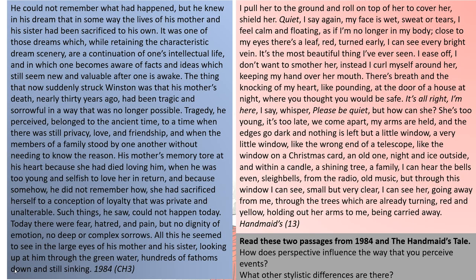So you looked at two passages from 1984 and The Handmaid's Tale, which presented similar events, and the independent task that you were asked to do was to compare the way in which these dreamlike sequences are presented. I think these two passages provide a really stark stylistic contrast in that they're very, very different in style. Of course, there are meaningful similarities about them as well.